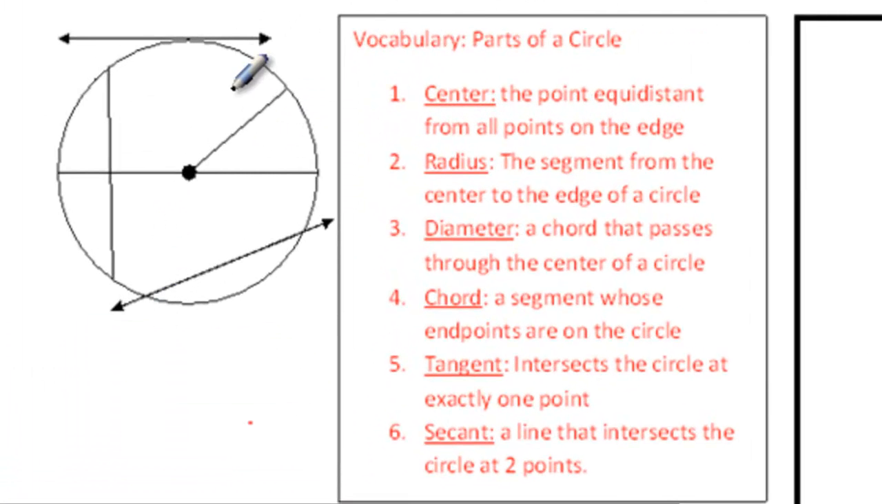Alright, the parts of your circle include these 6 vocabulary terms. So we'll go ahead and identify each one of them. Your center is located here. The radius is the distance from the center to the edge of the circle. The diameter is the chord that goes through the center. A chord is just a line segment that goes from one end to the other. The tangent will intersect the circle at exactly one point, and the secant is a line that goes through 2 points.